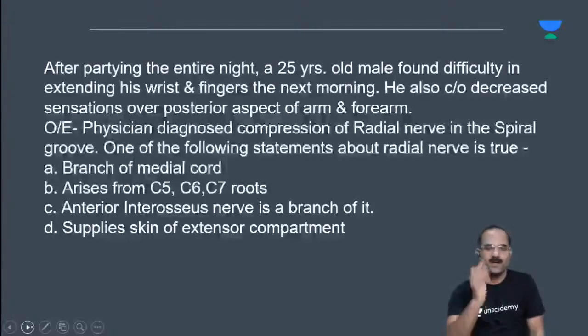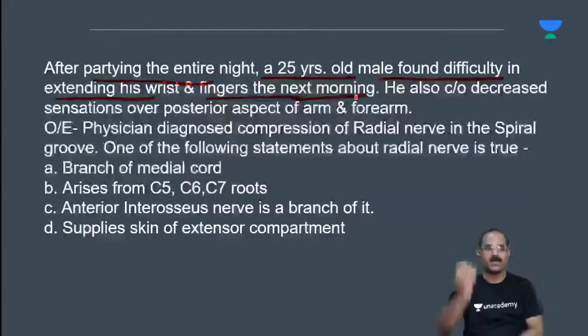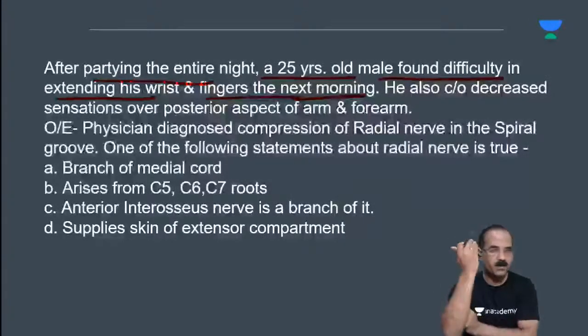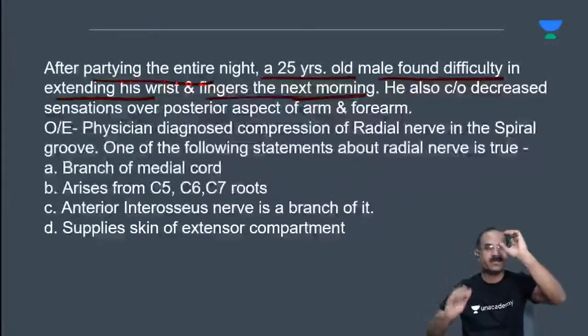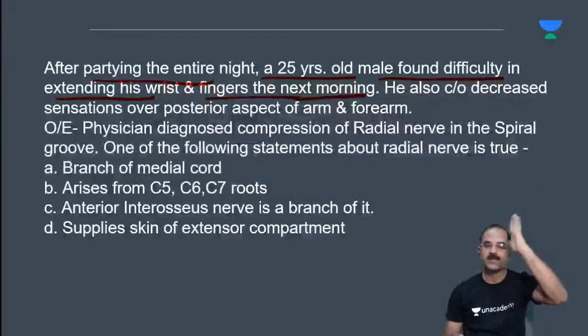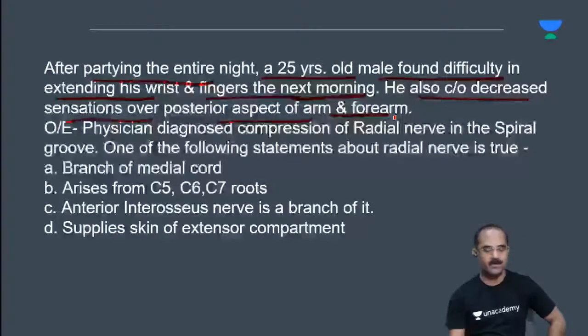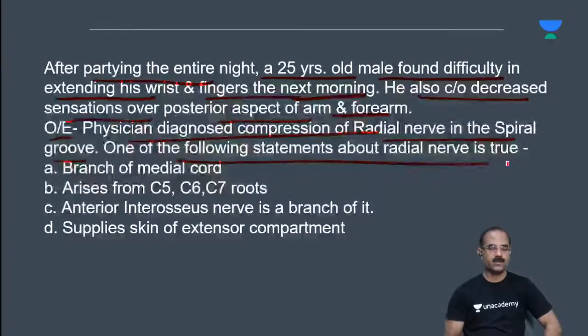Very good. After partying the entire night, a 25-year-old male found difficulty in extending the wrist and the fingers the next morning. Which aspect of the arm and forearm? Posterior aspect. Which is the nerve in the posterior aspect of the forearm? Radial nerve. He also complains of decreased sensations on the posterior aspect of the arm and forearm. On examination, the physician diagnosed compression of the radial nerve in the spiral groove. Which one of the following statements is true?